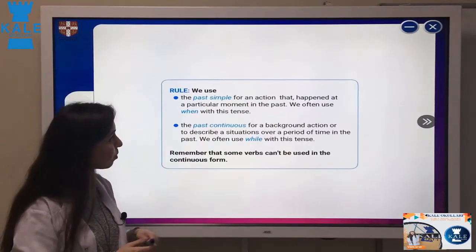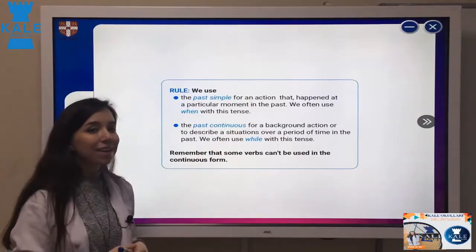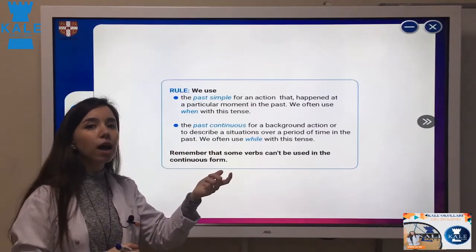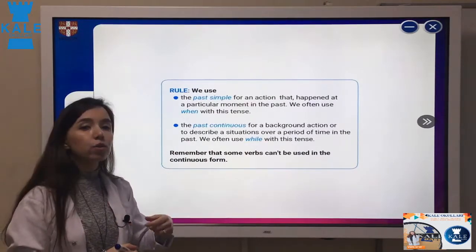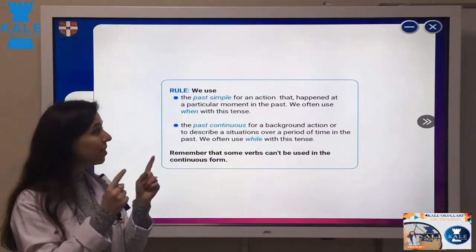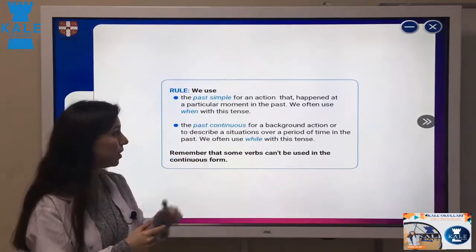We use past simple for an action that happened at a particular moment in the past. The exact time, yes. Last night at 10 o'clock I slept, or, I don't know, yesterday morning at 8 o'clock I woke up. It's the particular moment in the past. We often use when with this tense.